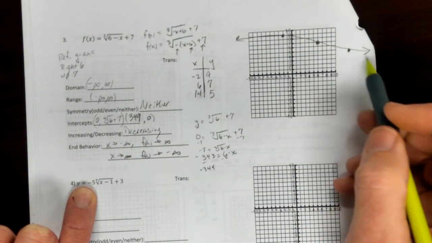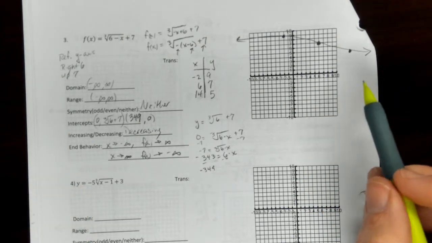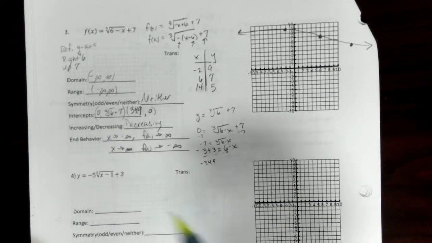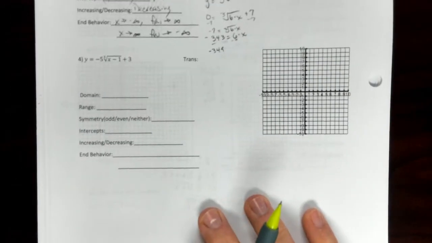Because you can see my graph is decreasing, so way over here at 349 would be my y value of 0. Okay, that makes sense. Alright, sorry about that. So my intercepts are right there. Okay, your graph looks like that. We had 3 transformations here. Let's look at number 4. Last one I'm going to do for you.